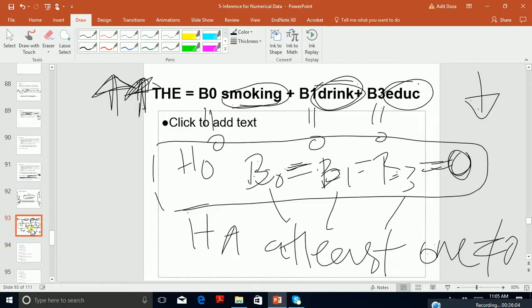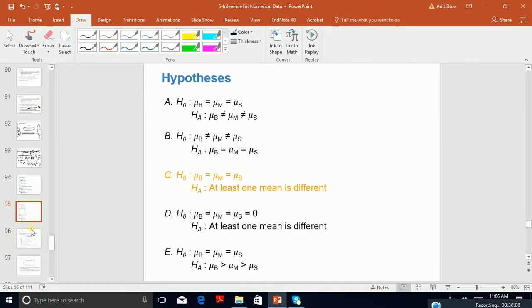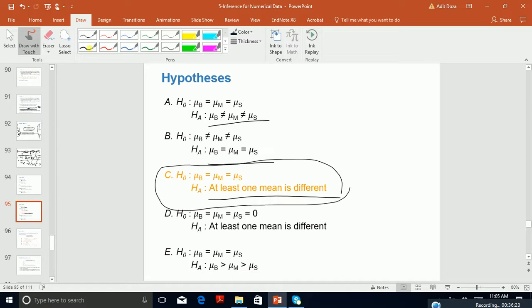So at least one mean is different. It doesn't have to be that all the means are different, no, nor that all the means are the same. So at least one is different.